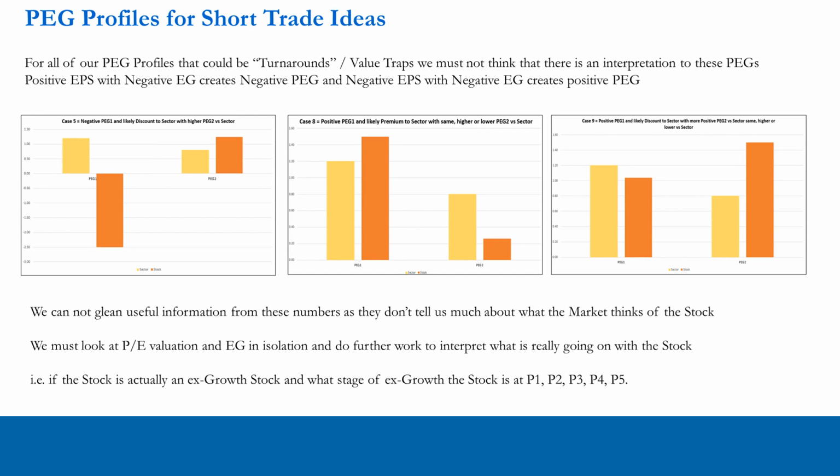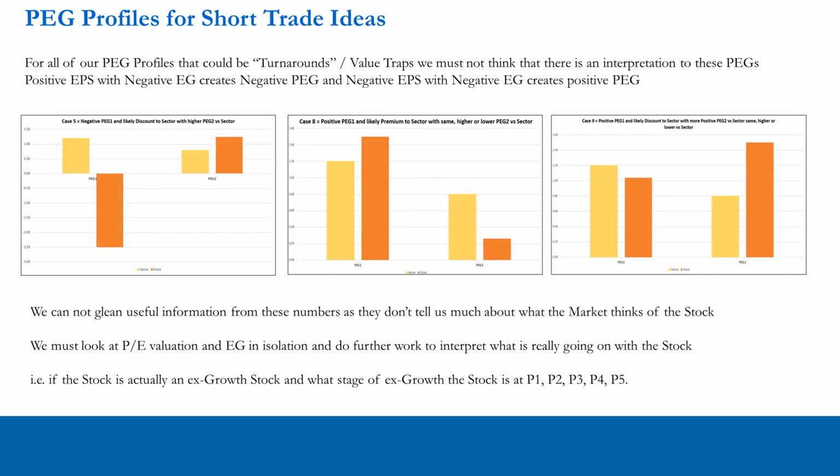We have to look at the price earnings ratio valuation and earnings growth percentage in isolation, and we have to do further work to interpret what's really going on with the stock. So if the stock is actually an X growth stock or not, and at what stage of X growth the stock is actually at. So are we in a phase 1, phase 2, 3, 4, or 5 scenario?